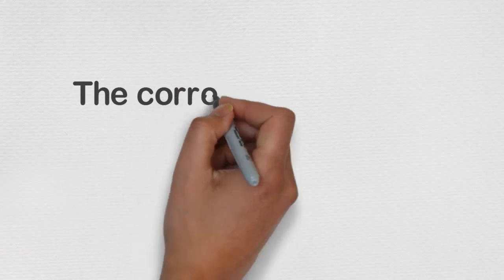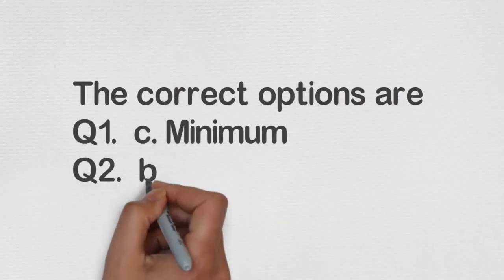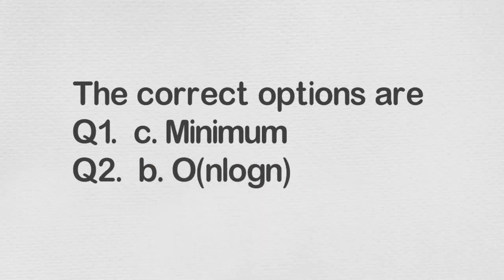Now, the correct options are: for question 1, it's C, minimum. For question 2, it's B, big O of n log n.